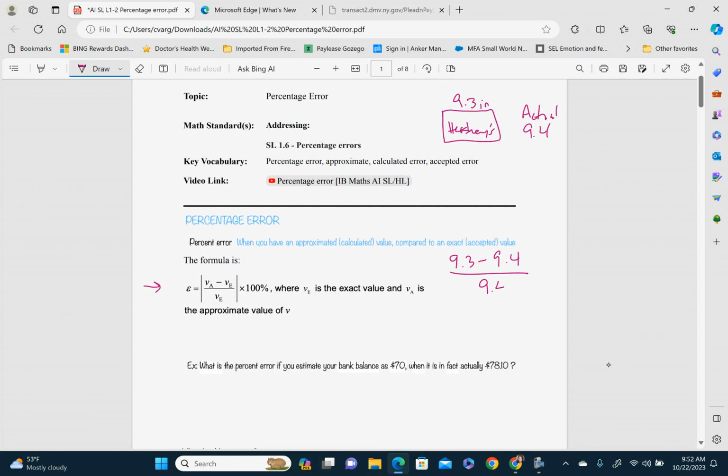And then it's all over the second number that you just picked, which is the actual, right? So 9.4. And this is always positive. That's what the absolute value means. And it's times 100%, okay? Because remember, it's percentage error, okay?